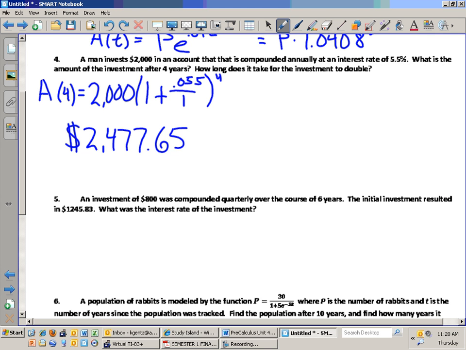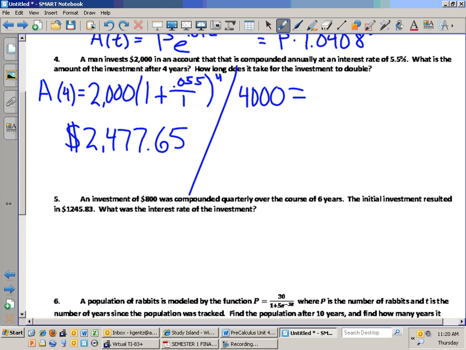Okay. The next question is a little bit more difficult though. How long does it take for the investment to double? So if we're trying to decide how long it takes, what are we trying to solve for here? Time. I got to solve for time. And it says, how long does it take for the investment to double? So if the investment's doubling, how much is there? 4,000, right? So my initial investment is 2,000. I'm wondering, how long does it take to be 4,000?